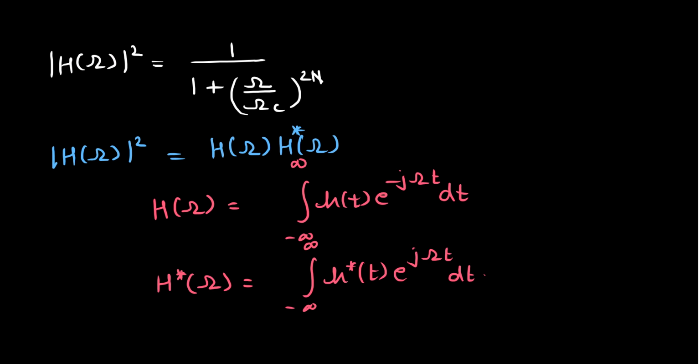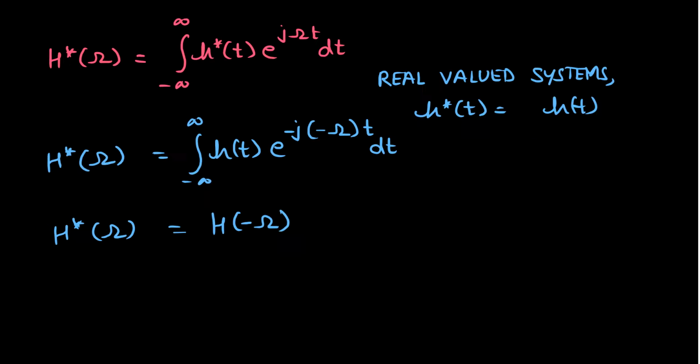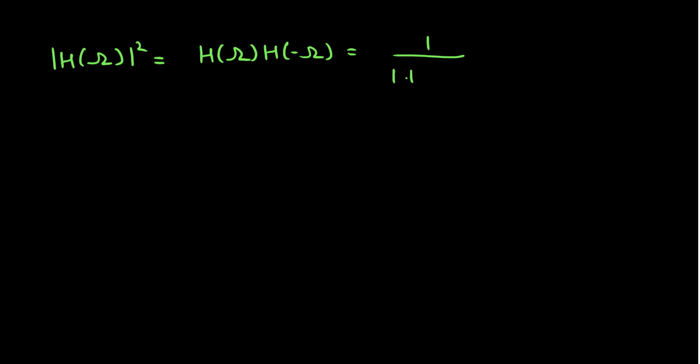Therefore this expression, that is |H(omega)|^2, is equal to H(omega) into H*(omega), which is equal to H(omega) into H(minus omega). So now what we have is |H(omega)|^2 is equal to H(omega) into H(minus omega), which is equal to 1 upon 1 plus (omega/omega_c) to the power 2n.